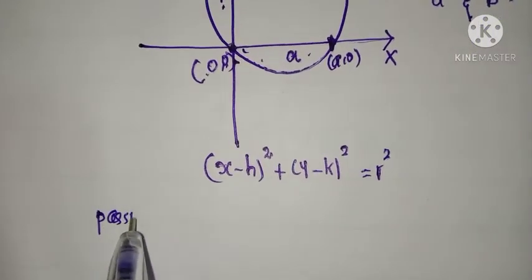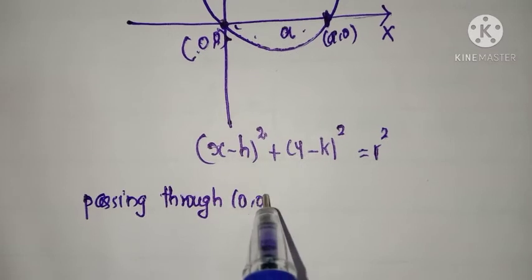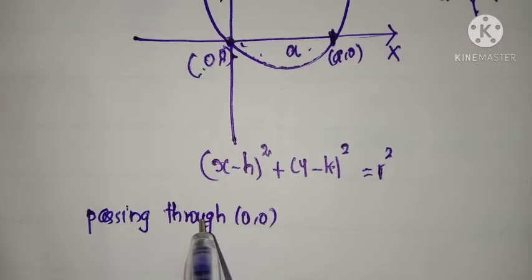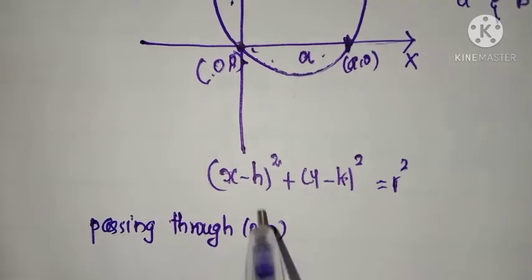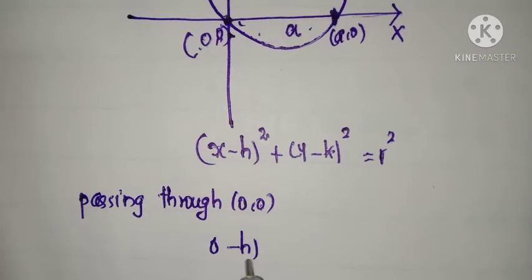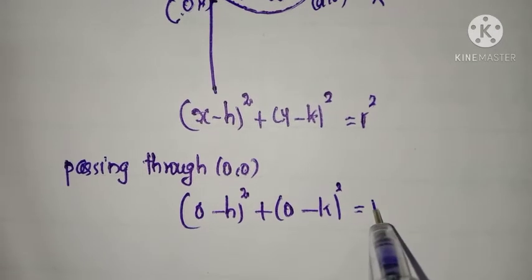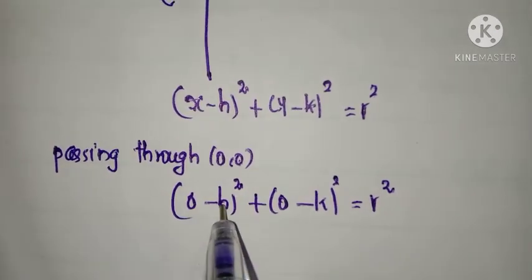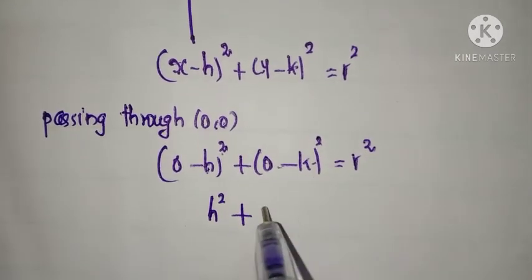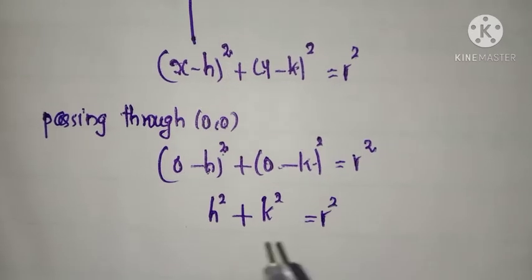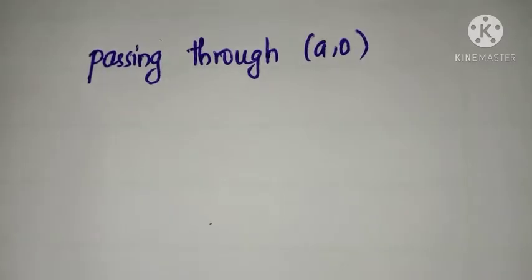Listen, first we need to find the equation of the circle passing through the point 0, 0. So passing through 0, 0 means we can replace x equal to 0 and y equal to 0. So the equation becomes (0 minus h) the whole square plus (0 minus k) the whole square equal to r square. 0 minus h is minus h, square is h square, plus this becomes k square equal to r square. So h square plus k square equal to r square.